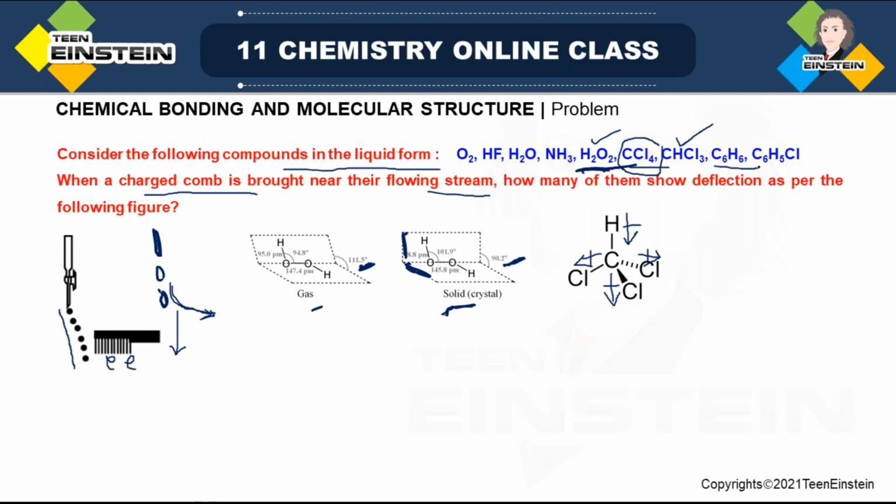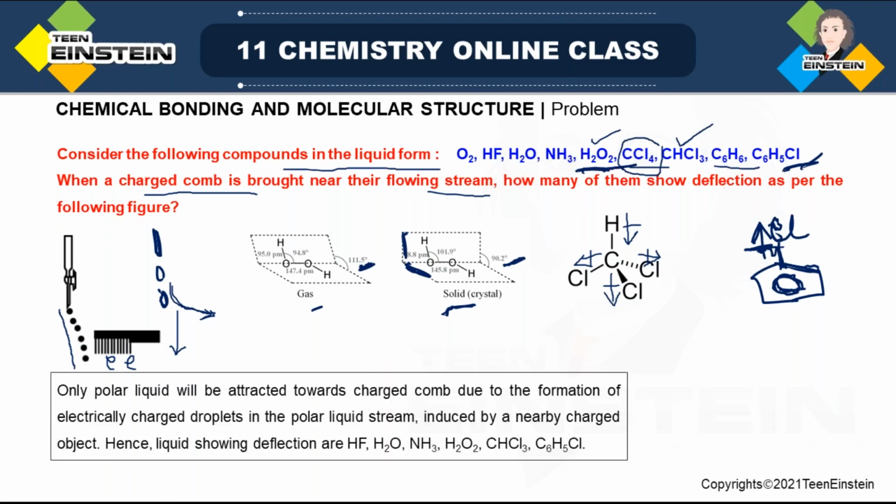Then if you consider benzene, it is a planar molecule, so there is no dipole moment. But if there is some chlorine substitution present in the benzene ring, not 2 chlorine atoms, only 1, the direction of the carbon-chlorine bond will be like this, which is not cancelled by any other bond. So this should also show this type of deflection. And what about O2? This is completely symmetric, it will not show.